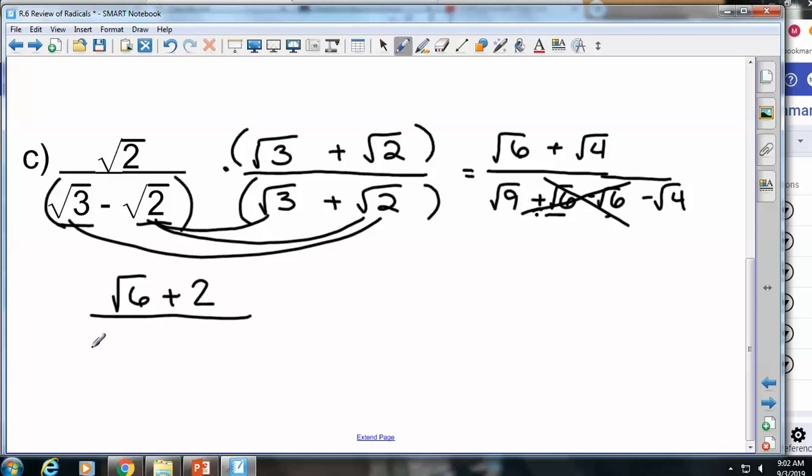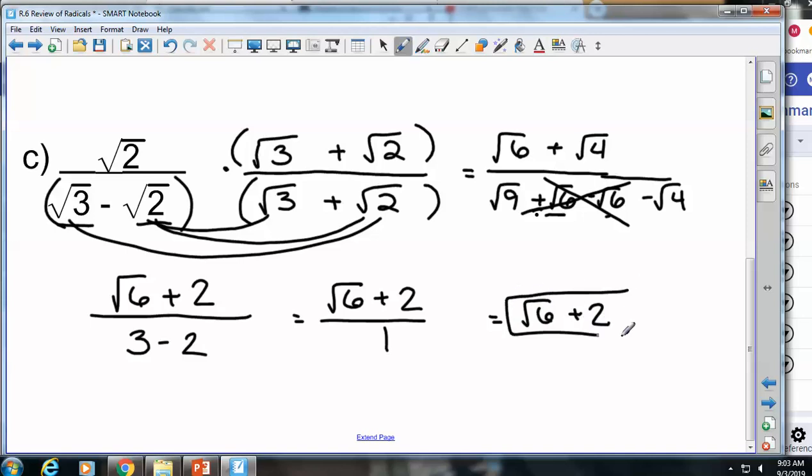On the bottom, the square root of 9, 3, minus the square root of 4, which is 2. Okay, if you combine like terms, 3 minus 2 is 1. Is it necessary to write this over 1? No, you could just write the square root of 6 plus 2 for your final answer.